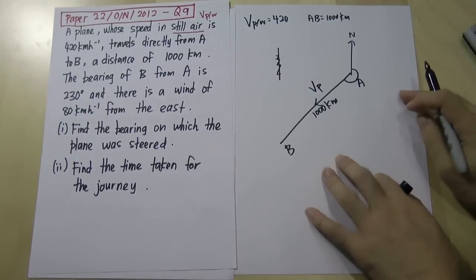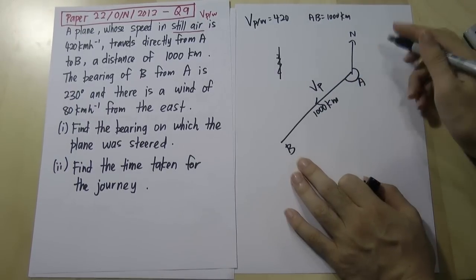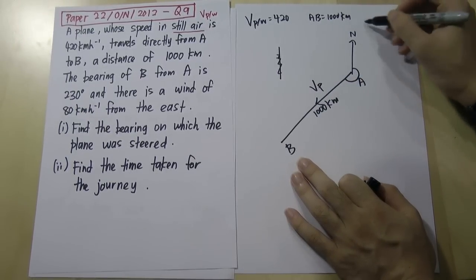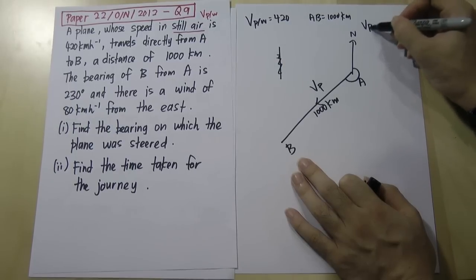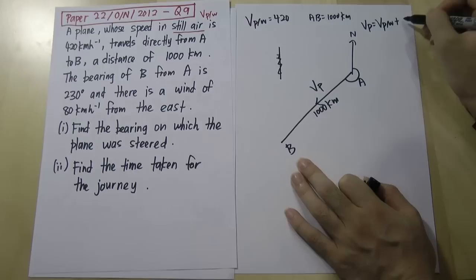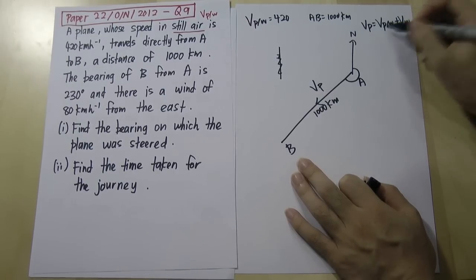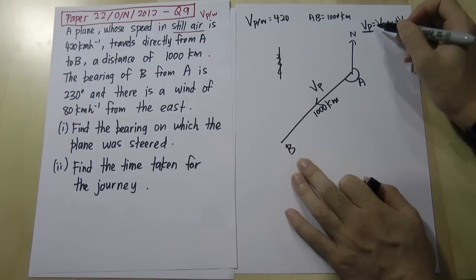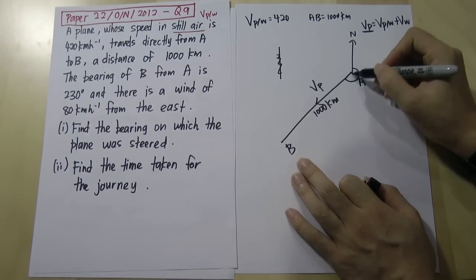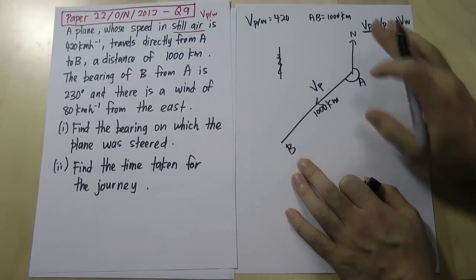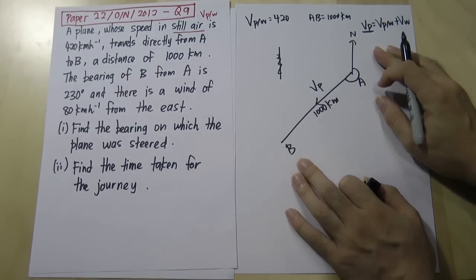Alright, A to B, this is a resultant vector because we learned about the addition law. The addition law tells us that velocity of the plane equals velocity of the plane relative to the wind, plus velocity of the wind. So the velocity of the plane is a resultant vector. Never mind, we solve the angle later. We draw out all the lines first.